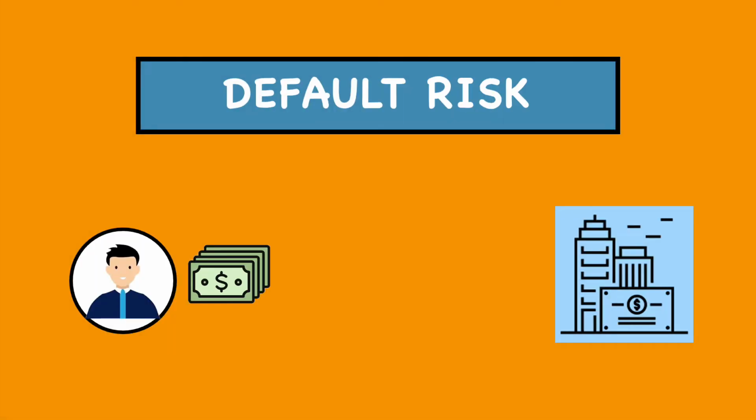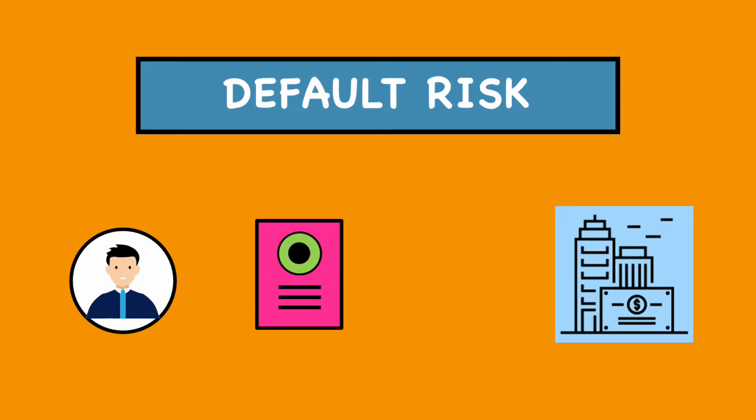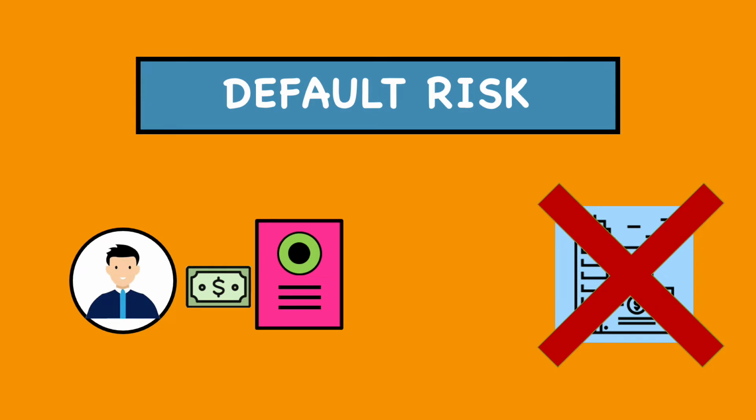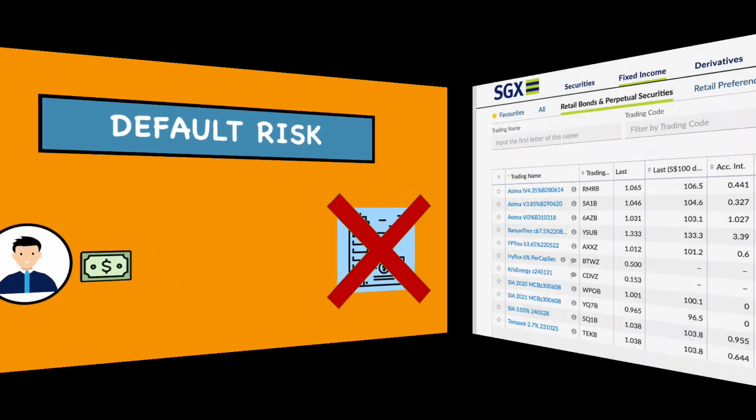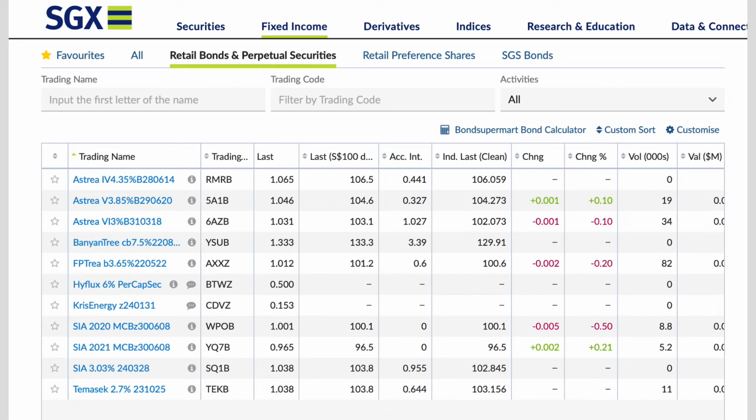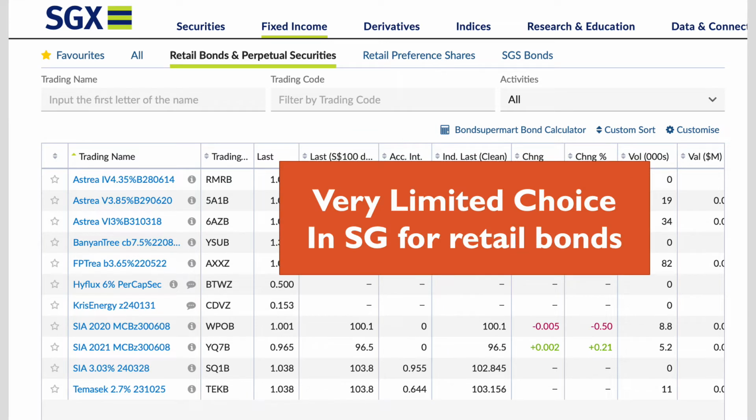However, buying bonds does carry some risk. One of the most important risks is default risk. Imagine lending 200k to a company. After the first coupon payment, the company goes bankrupt and defaults on the payment. You will lose everything. On top of that, most of us are not accredited investors or big investing institutes. Therefore, the type of bond that we could buy in Singapore is very limited.